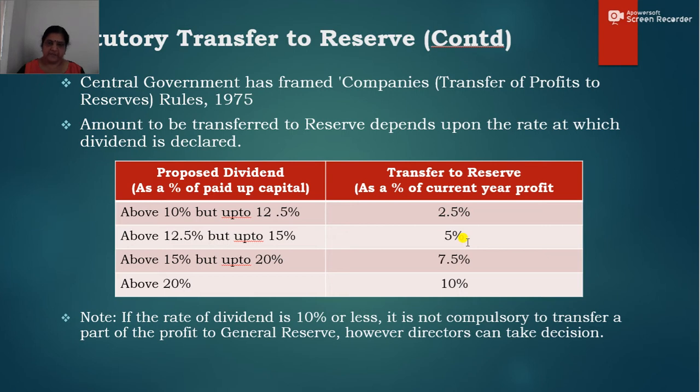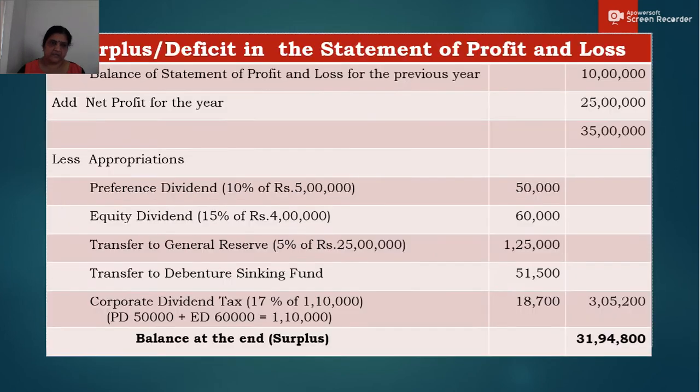Now we come here, that is transfer to general reserve. The current year's profit is 25 lakhs. As the proposed dividend is 15%, the statutory transfer will be 5%, that is 5% of 25 lakhs. It comes to 1,25,000. Then comes corporate dividend tax.